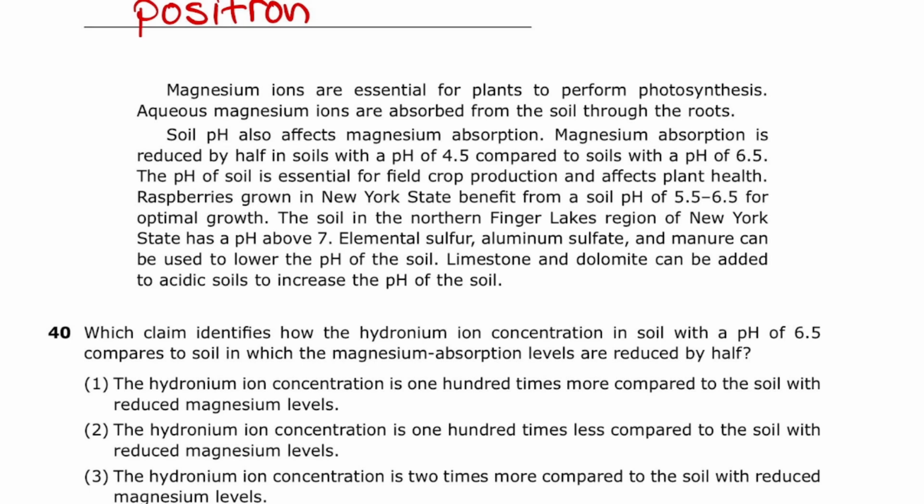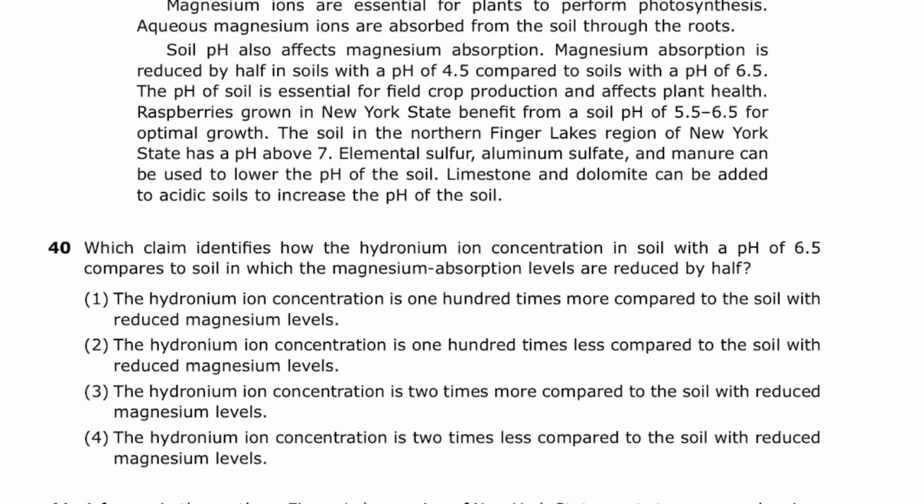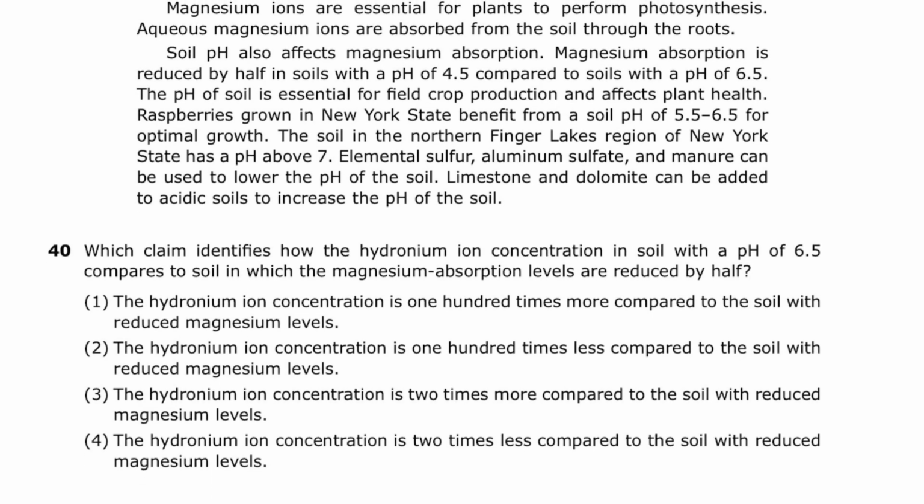Raspberries grown in New York State benefit from a soil pH of 5.5 to 6.5 for optimal growth. The soil in the northern Finger Lakes region of New York State has a pH of above 7. Elemental sulfur, aluminum sulfate, and manure can be used to lower the pH of soil. Limestone and dolomite can be added to acidic soils to increase the pH of soil. There's a lot of information there that we're going to have to refer to for the next two questions.